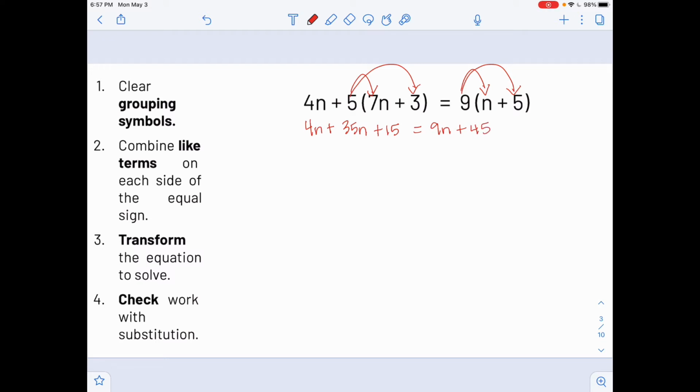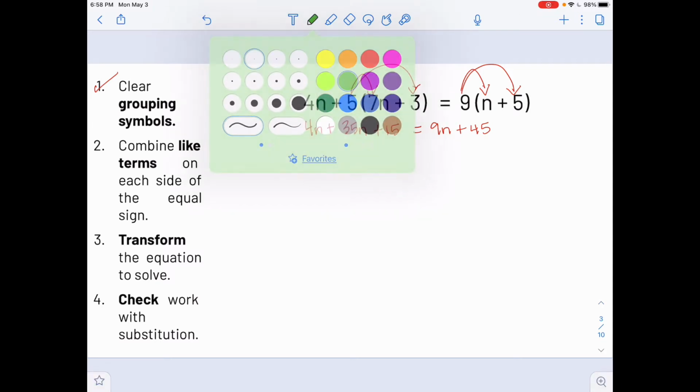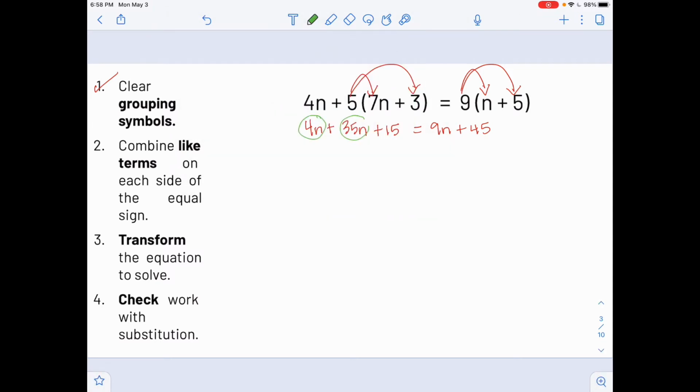So step 1 is now done. We cleared our grouping symbols. Now I need to combine like terms. So I'm going to color code. I have a variable term of n's, and I have constants. And I want to combine any like terms that are on the same side of the equation. So on this left side, I have 4n and 35n, so I could write 39n. And my constant 15 is the only constant on that left side, so I'm going to just keep that. And then on the right side, I don't have any like terms to combine, so I just copy it down.